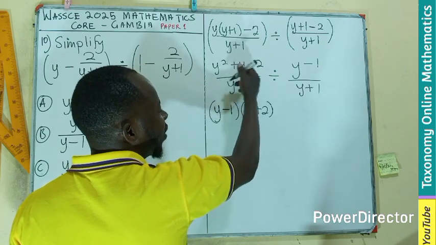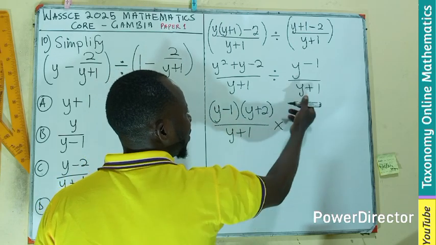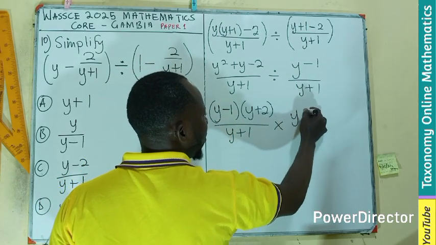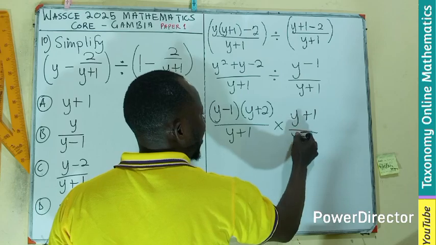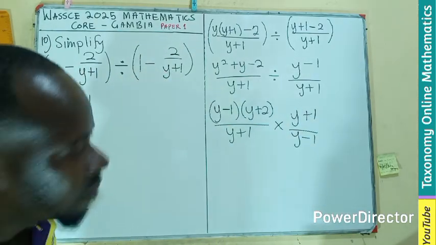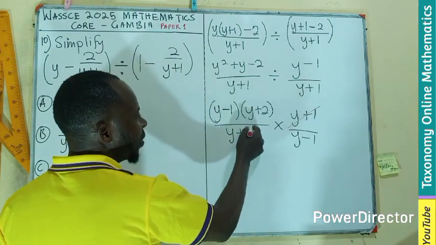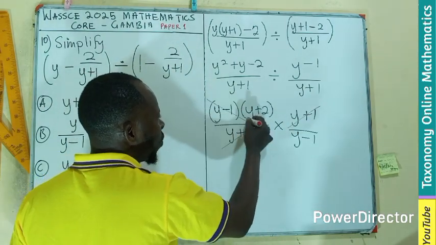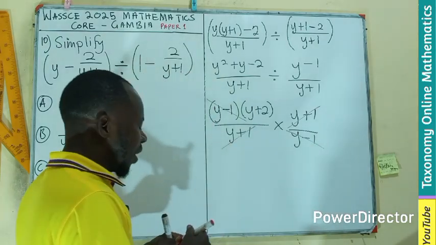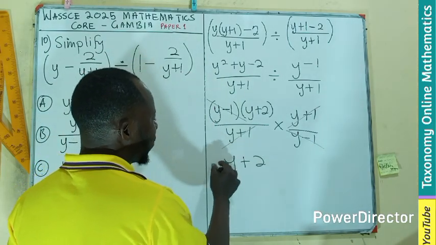Divided by (y + 1) times. This is going up as (y + 1), this is coming down as you reciprocate. And if I check carefully, I can see that (y + 1) will cancel. Then (y - 1) will also cancel. So I should be left with only (y + 2) as the final answer.